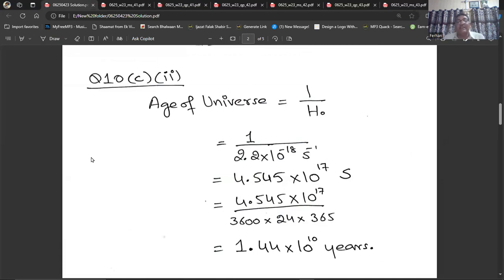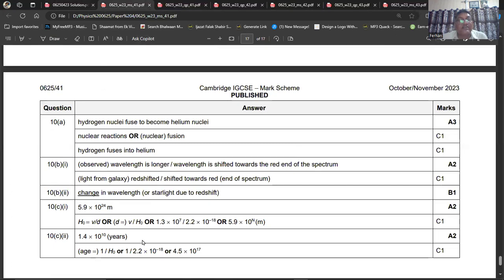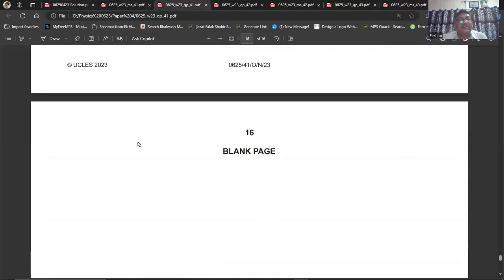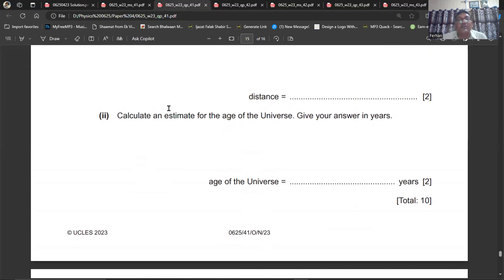Because in 1 year, there are 365 days, there are 24 hours in a day, and there are 3,600 seconds in an hour. So we will divide that number 4.545 × 10^17 by 3,600, then divide it by 24, then divide it by 365. So the answer will be 1.44 × 10^10 years. 1.44 × 10^10 years is the right answer. So we are done with question number 10.